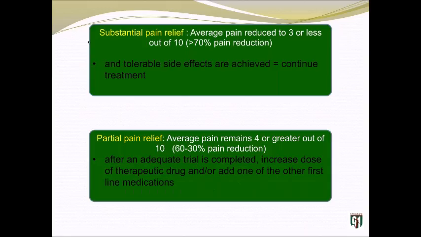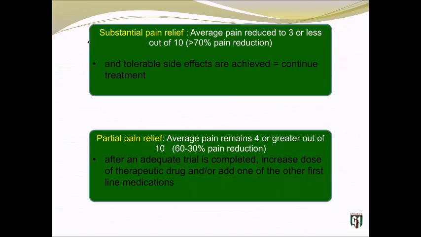So what we consider a substantial pain relief is to have an average pain reduction to 3 or less out of 10. So that would be more than 70% pain reduction. And if such happens with tolerable side effects, then we may continue the treatment to be able to get more reduction in their neuropathic pain.